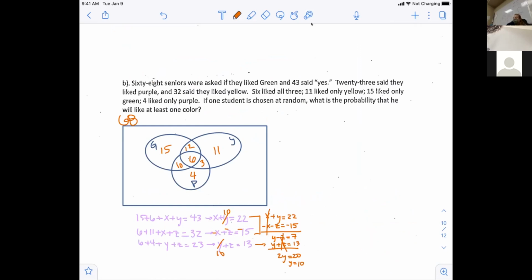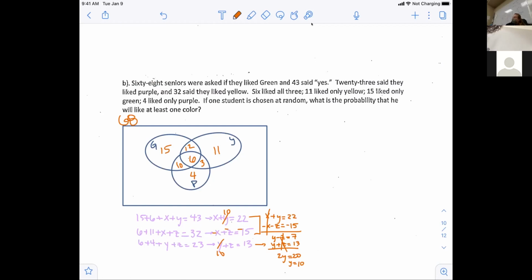So my question now says, if a student is chosen at random, what's the probability that he will like at least one color? So is it successful if he likes green? Is that one color? What about yellow? What about purple? What about both yellow and purple? What about both purple and green? What about both yellow and green? Right? Like, how annoying is that? What is not okay for him to like?